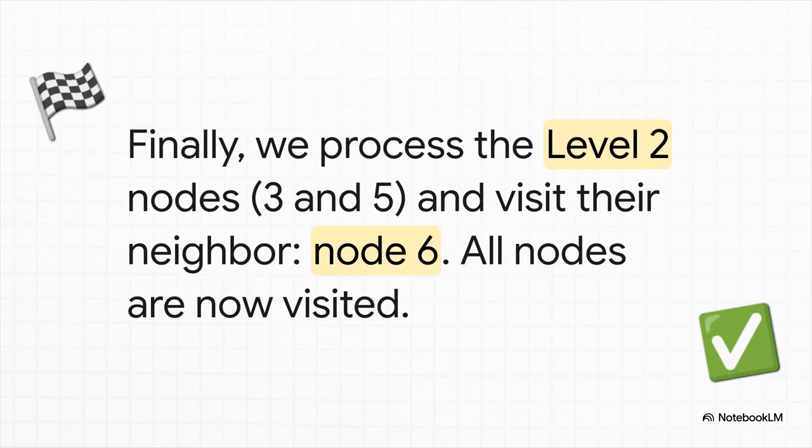And we just keep going. Finally, we process the nodes at level 2. From there, we can see their unvisited neighbor is node 6. That forms level 3. And just like that, every reachable node has been visited, one perfect layer at a time.